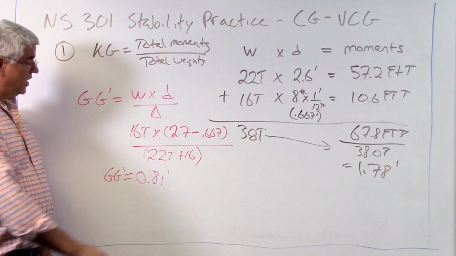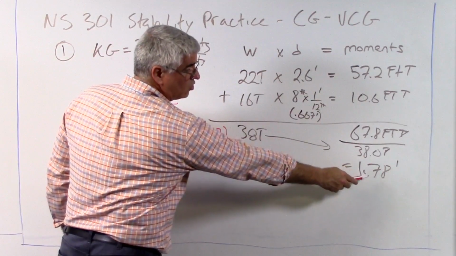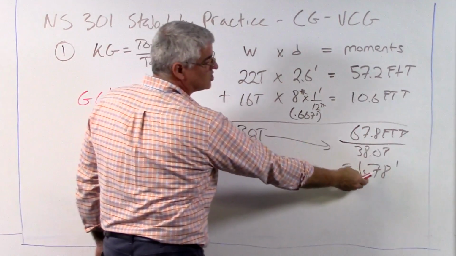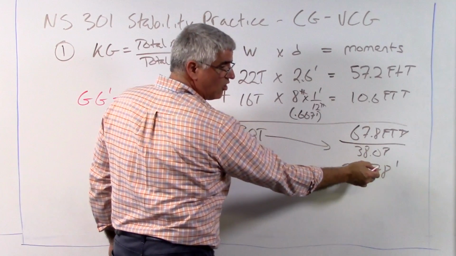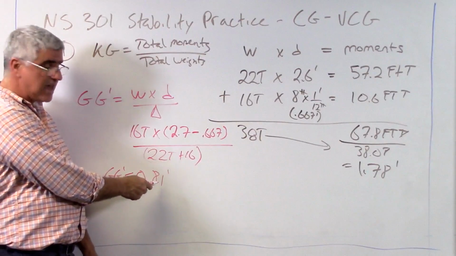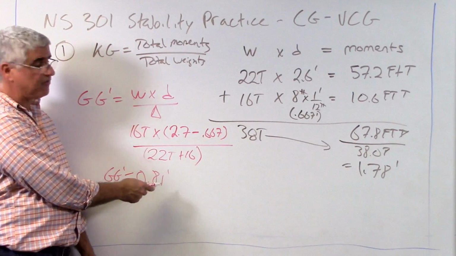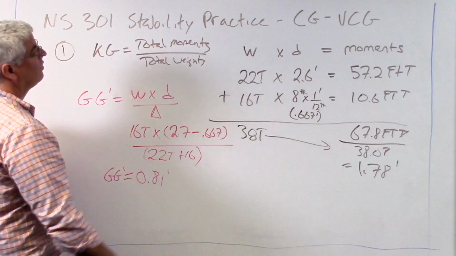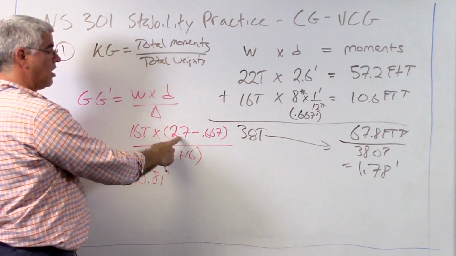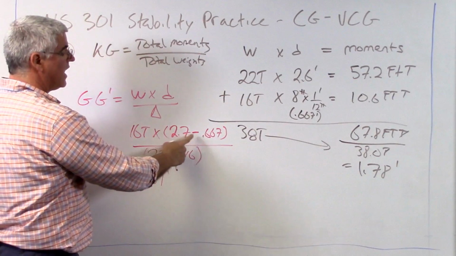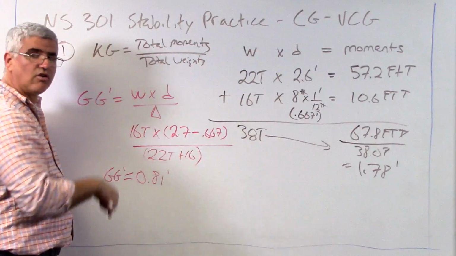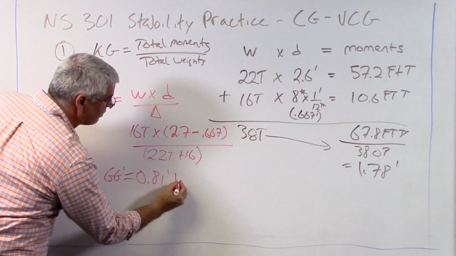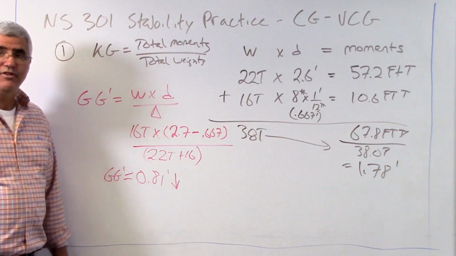Well, first of all, it's a smaller number than that. This is the total distance from the deck to the center of gravity of all the deck cargo. But this is actually how far the center of gravity is moved after we added that deck cargo. Okay? So, if I had a deck cargo with a center of gravity of 2.7 and I put something at 0.667, which way is the center of gravity going to move? Well, this is below that. If I'm adding, my center of gravity is going to move down. Okay? Well, it's going to move down 0.81 feet.